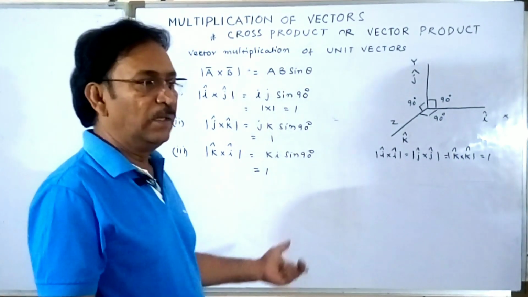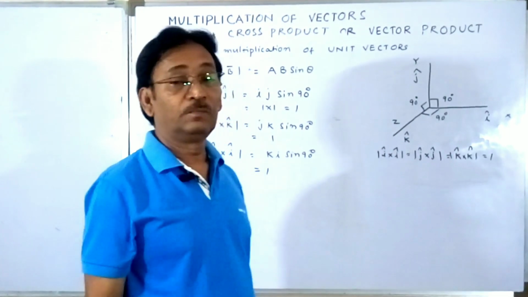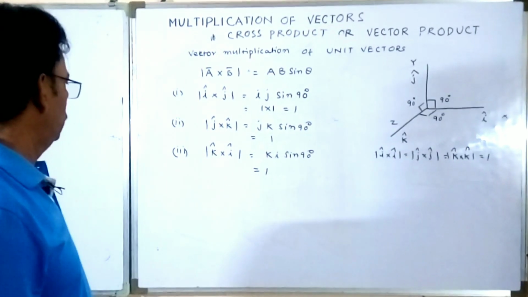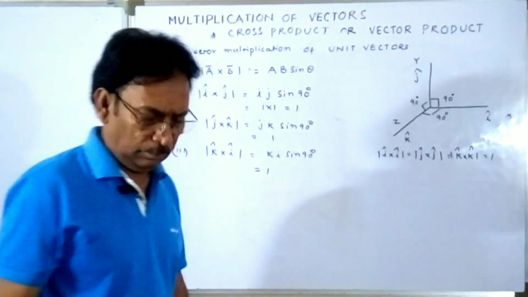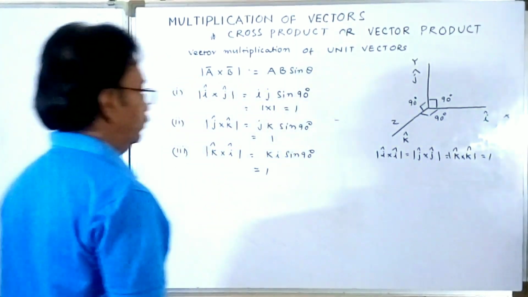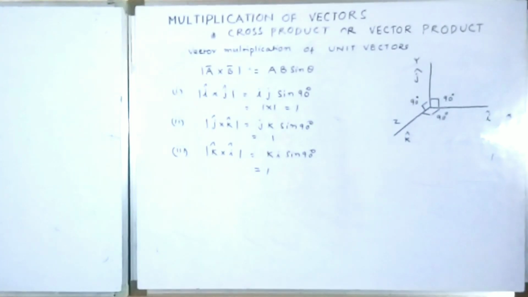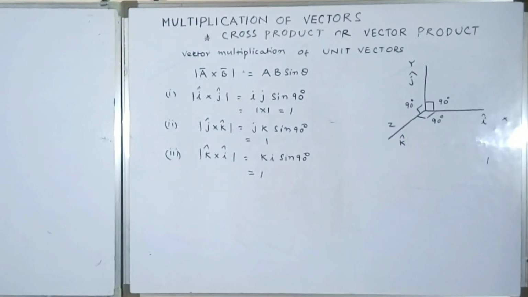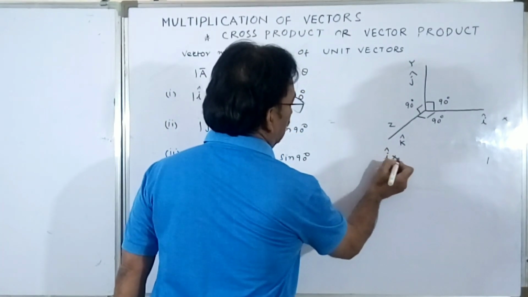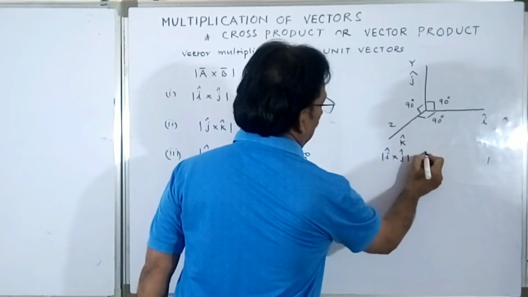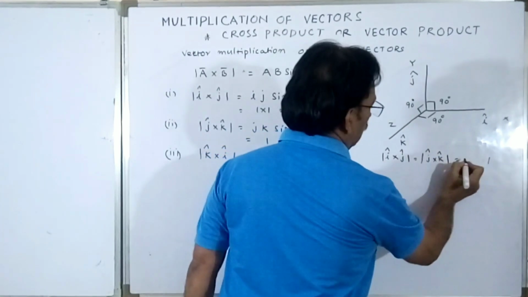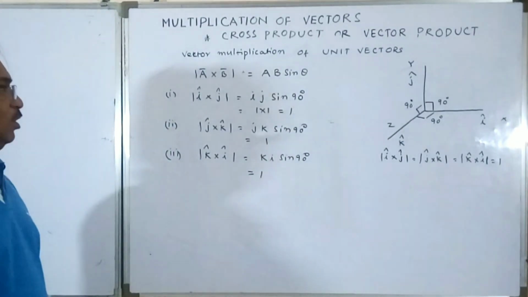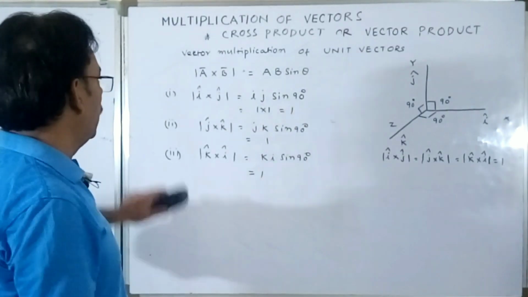When the unit vectors are here, what we can write is i bar cross j bar is equal to j bar cross k bar is equal to k bar cross i bar is equal to 1. That is the needed result. Then after, we have to find the direction of that. It can be done very easily.